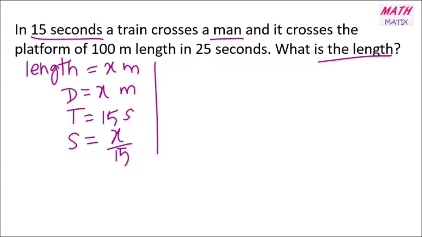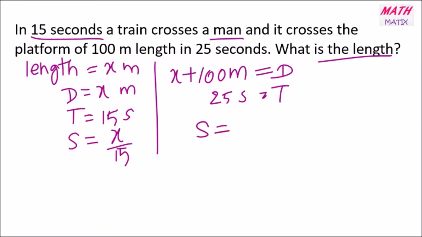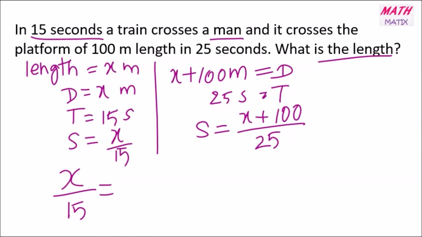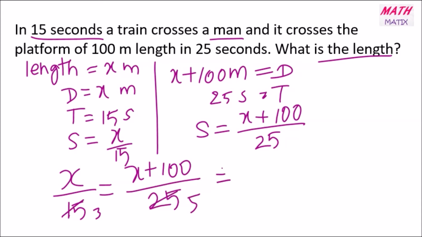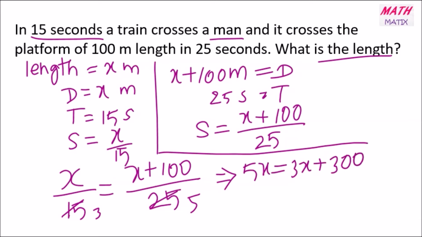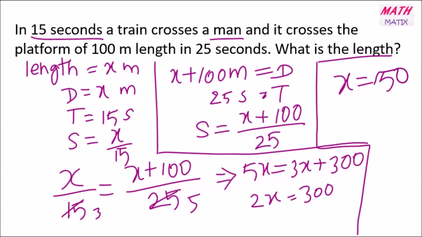In the second case, it crosses the platform. So the length of the train plus platform length, x plus 100 meter, is the distance and time is 25 seconds. Again the same formula: speed is x plus 100 divided by 25. Since the speed is the same, here we can equate x by 15 equal to x plus 100 divided by 25. Simplify this. The length of the train is 150 meters.